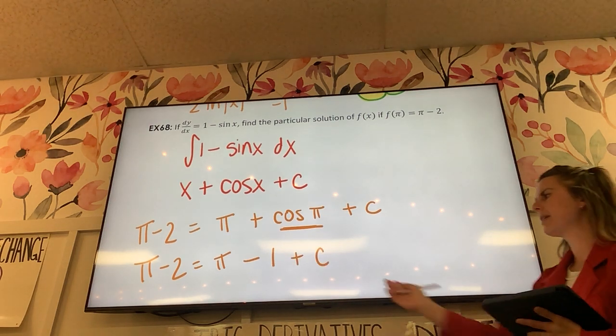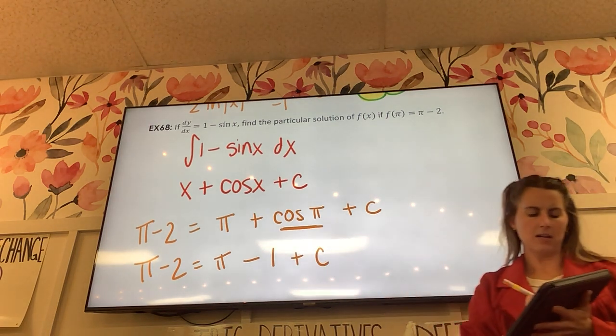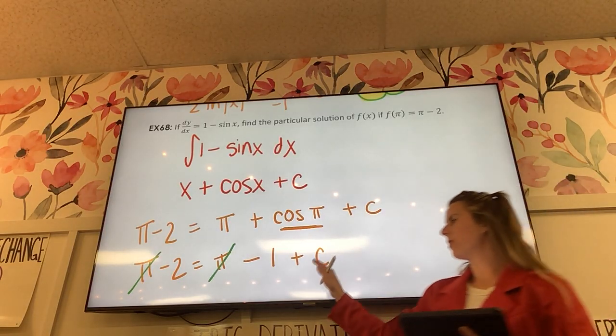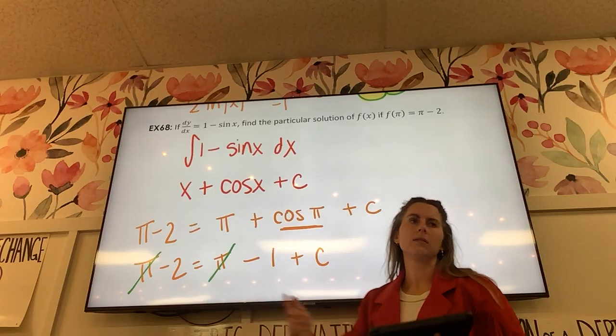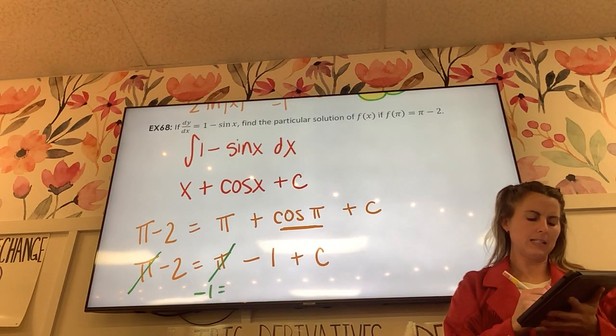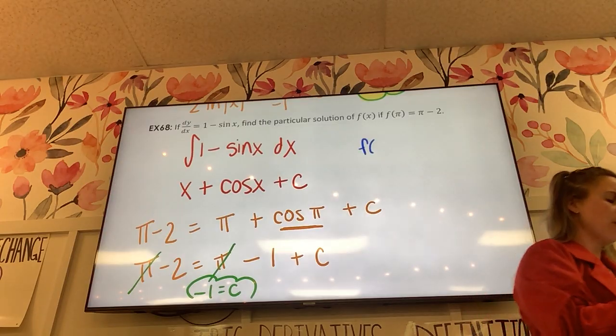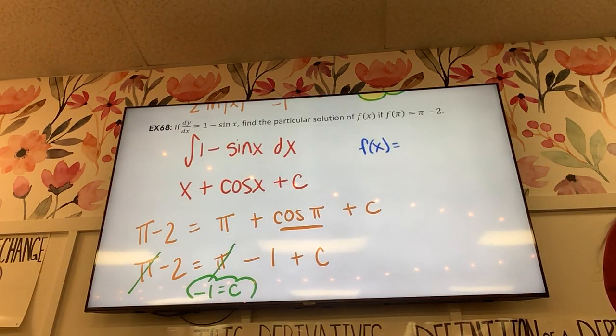All right, now what do you notice is on both sides? Up high, a pi, so those pi's are going to end up canceling. And then when you solve for c and you add 1, negative 1 is c. And then once you get your c, we can write our particular solution. Once again, you're going to use your general form, you're going to use your c value, and you're going to write the solution, which is x plus cosine of x minus 1.